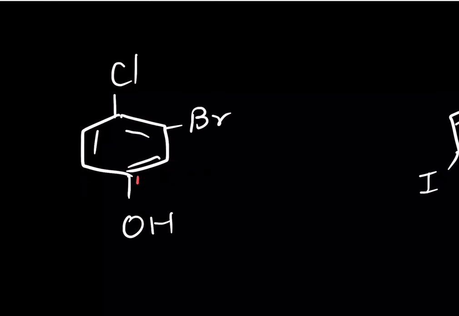So this is going to be 2, 3, 4, and therefore this is going to be 3-bromo. Again, you're going to list them in alphabetical order. 4-chlorophenol.